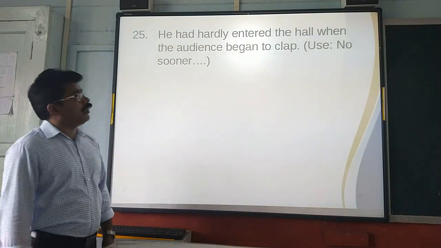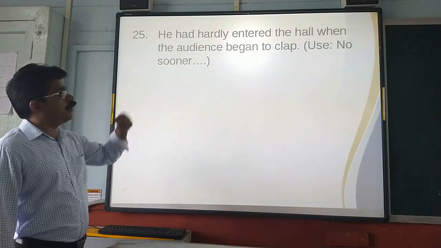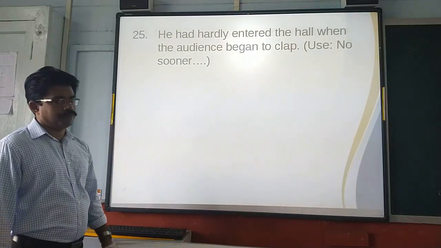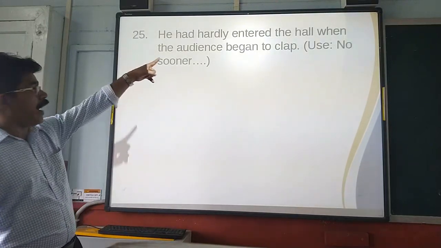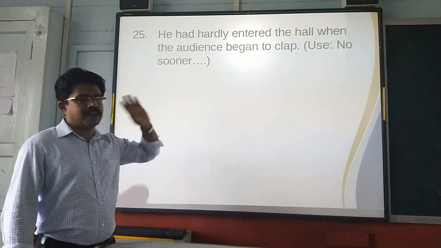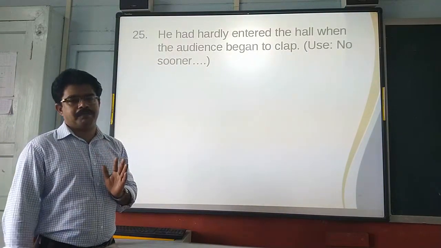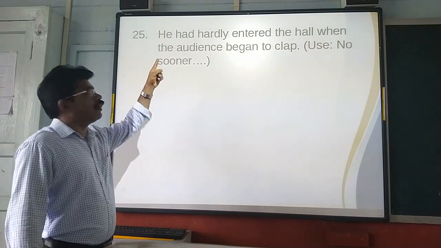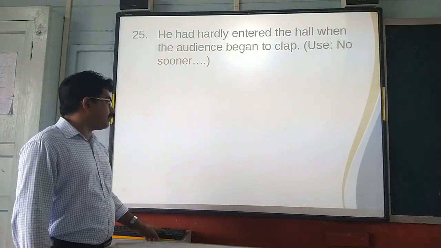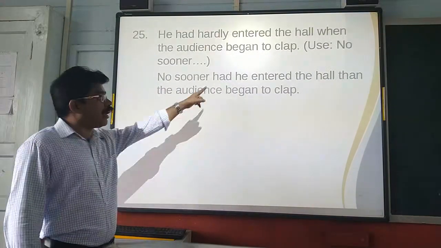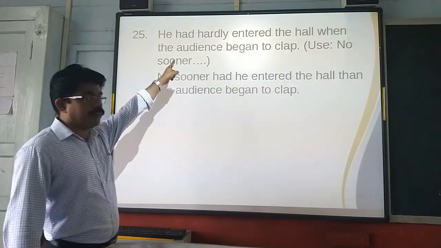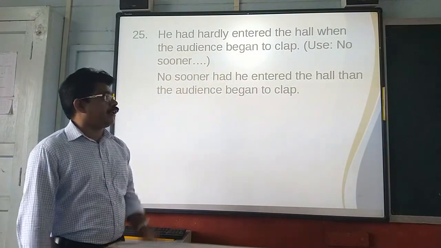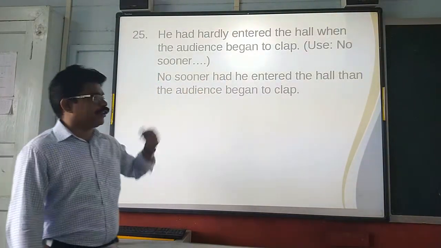He had hardly entered the hall when the audience began to clap. Use no sooner. He had hardly. So the perfect tense is used here. So far we have been speaking of past tense only. Now here had is used there. So let's see what the answer is. No sooner had he entered. As had is given there, had is just brought down here. So no sooner had he entered the hall than the audience began to clap.